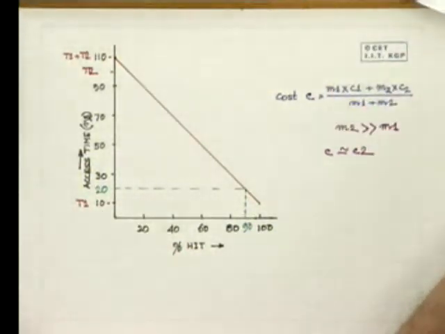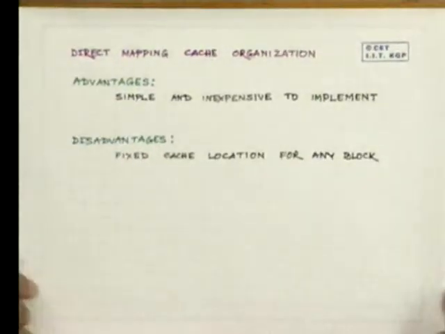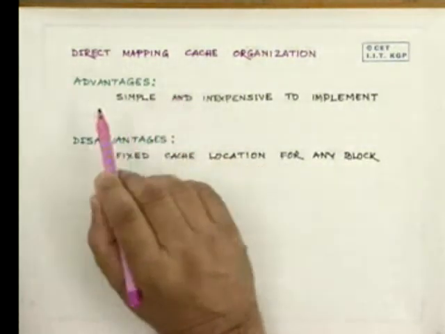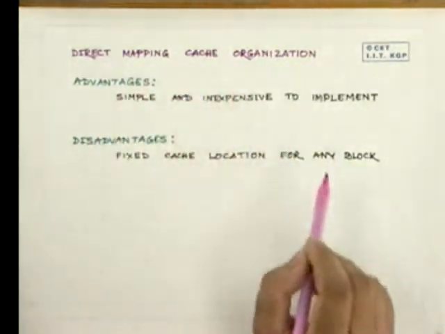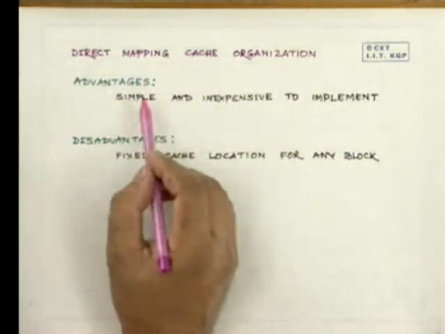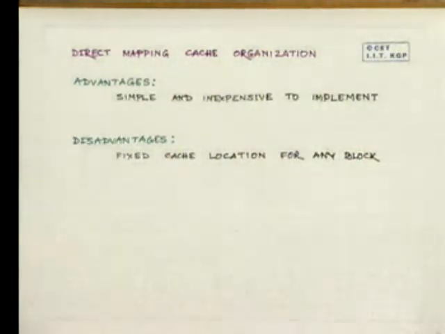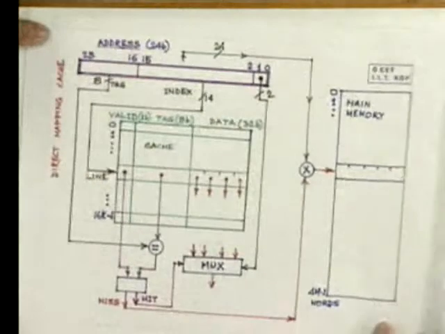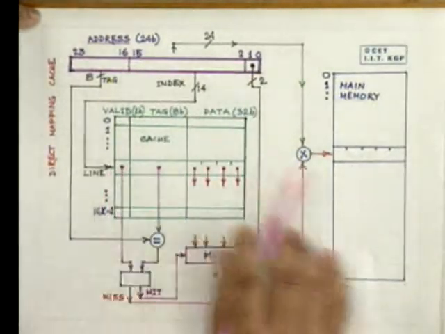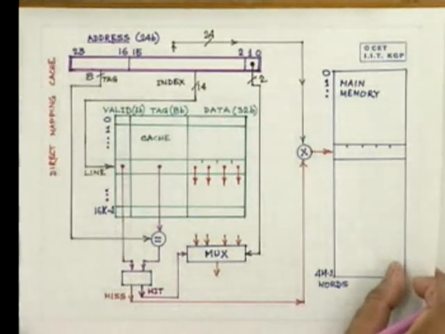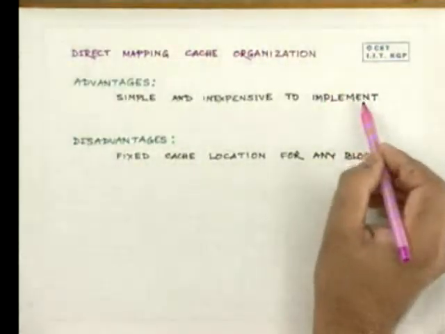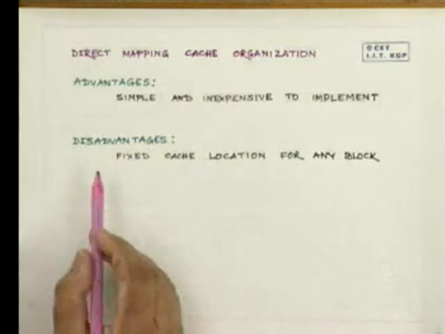Right? Now let us see the advantages and disadvantages of this direct mapping. The advantage of the direct mapping cache organization is that it is simple and inexpensive to implement, since the mapping is very simple. Naturally this mapping has to be done essentially by means of hardware for speed. Since it's simple, therefore it is inexpensive. Okay, but there is a disadvantage.